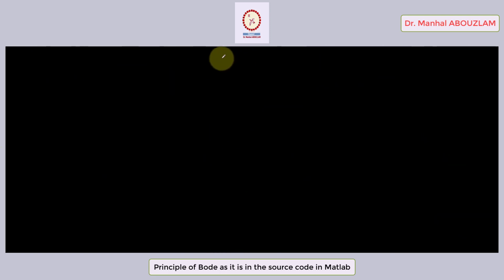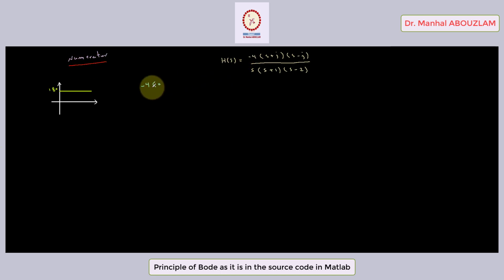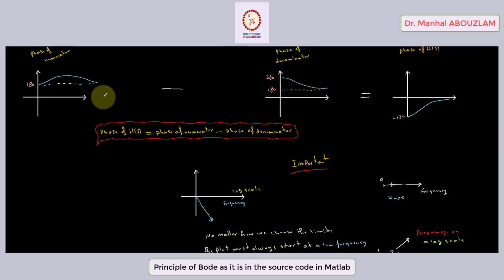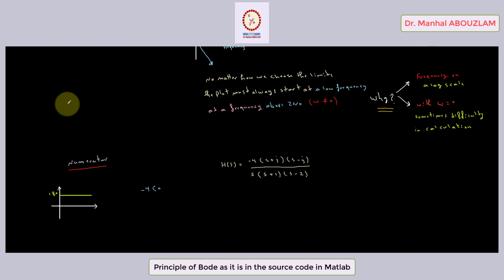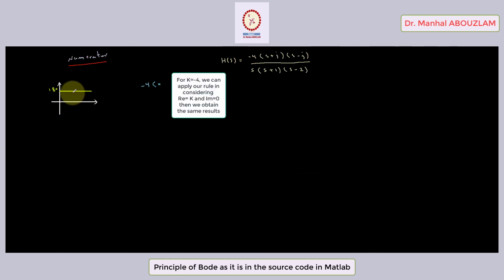Now let's take this example where all the factors are polynomials of degree 1. We start with the numerator. We have here a negative gain, so the corresponding phase is equal to 180, not 0. If you remember, for the first example we had a positive gain, that's why the phase was equal to 0. But here we have a negative gain, so the corresponding phase is equal to 180, okay?